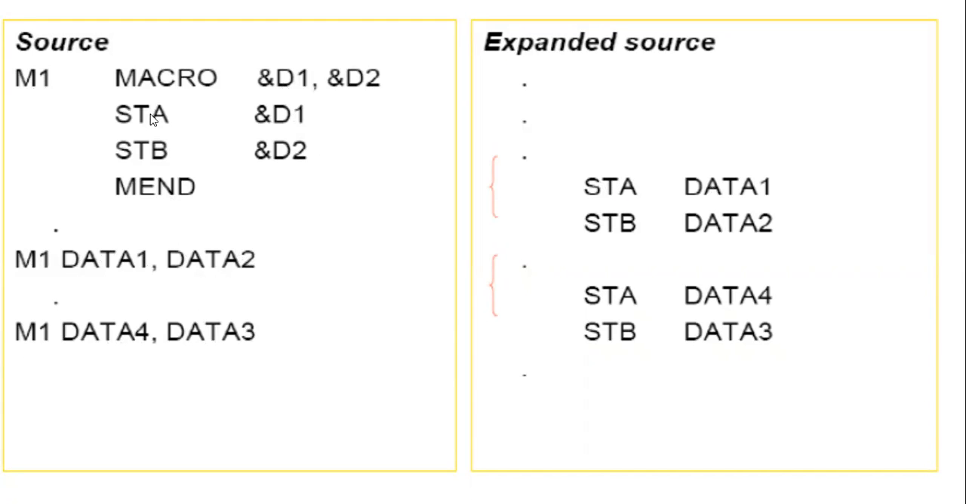What are those? Store accumulator with &D1, which we write as store accumulator with data1, then store base register value inside data2. Same thing for data4 and data3. This is how we do the expansion. This is the macro, which is defined at the beginning of the program, and this is the content we are utilizing in the body of the program. It should be expanded in this way.